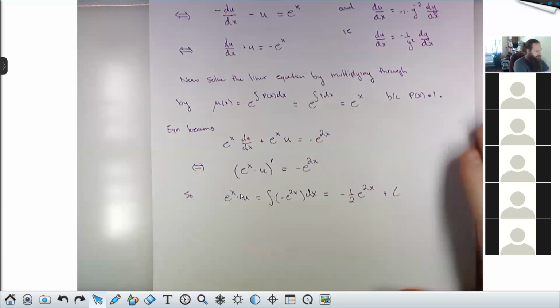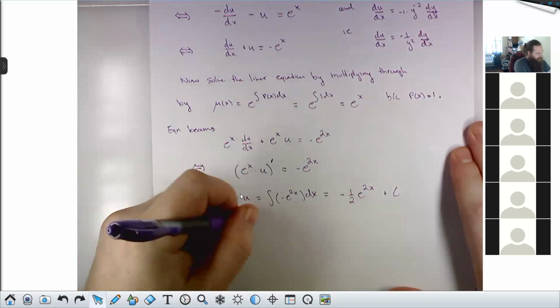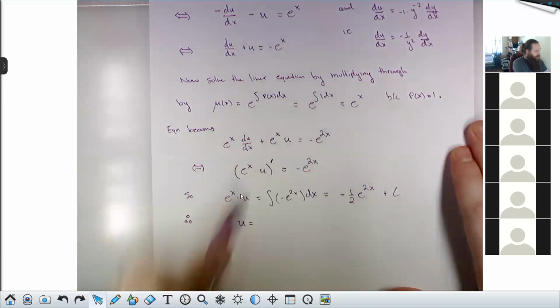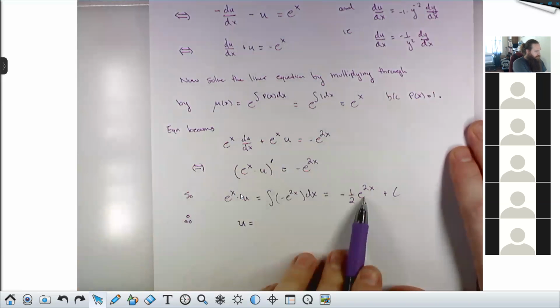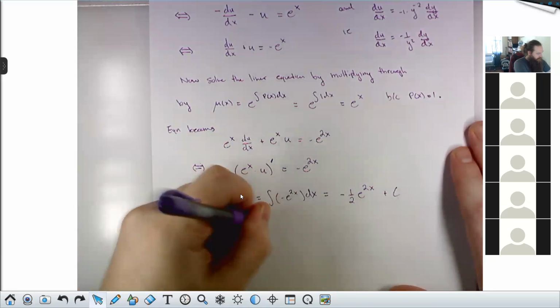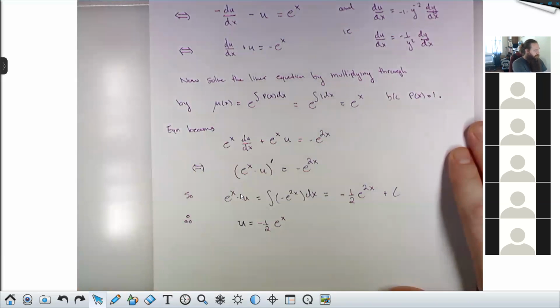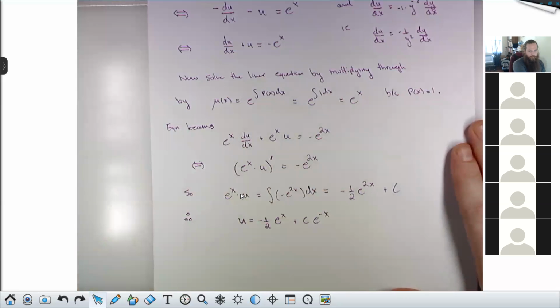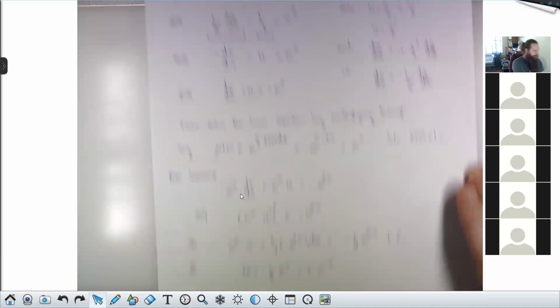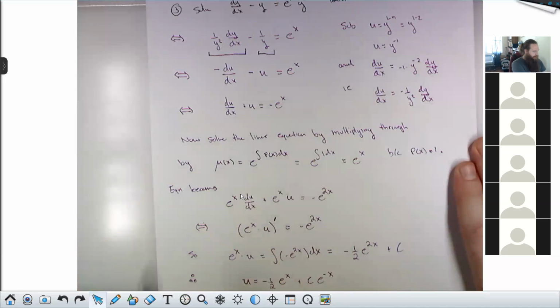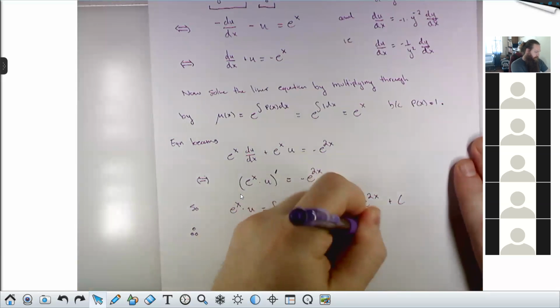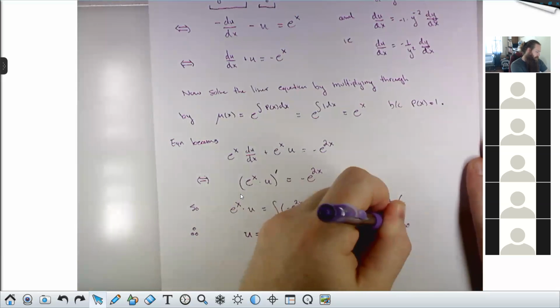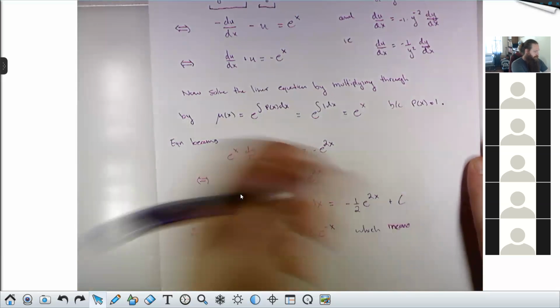And now I divide through by e to the x to get u alone. Therefore, u is equal to, if I divide through by e to the x, e to the 2x divided by e to the x is e to the x. So I get negative 1/2 e to the x plus c divided by e to the x is c times e to the negative x. And that's your solution in terms of the variable u. But just like in the other problem, since we made a substitution, we need to go back. U is 1 over y.